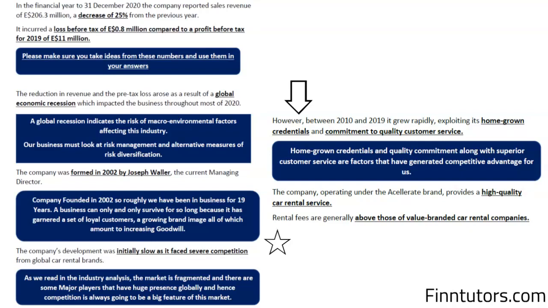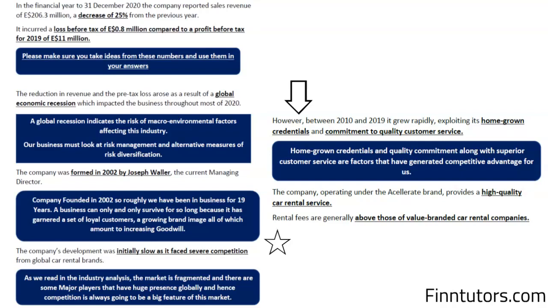The company's development was initially slow as it faced severe competition from global car rental brands. We already know this from the industry analysis, that major worldwide players enter markets by buying out their competition and then offering a very cheap service, then offering very efficient service. So competition is severe.